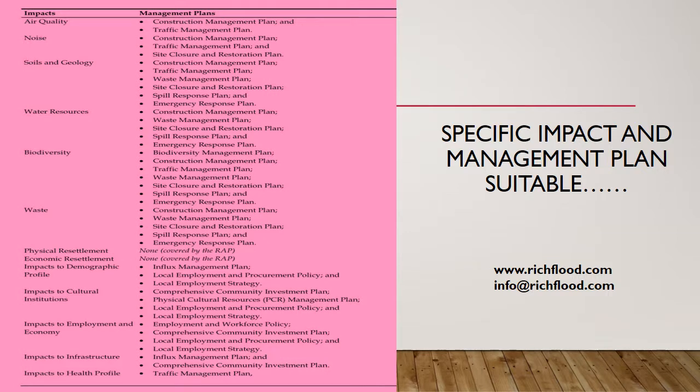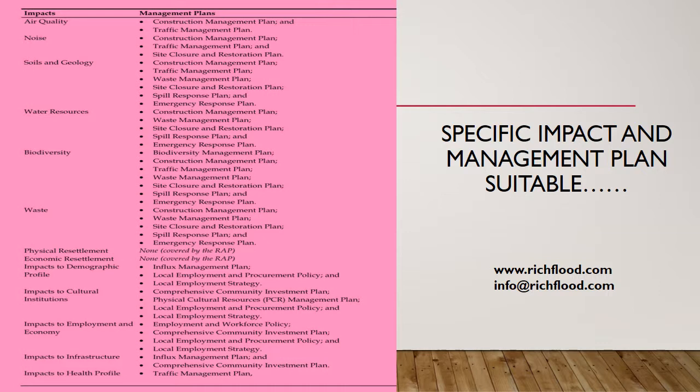For impacts affecting soils and geology, you will need a construction management plan, traffic management plan, waste management plan, site closure and restoration plan, spill response plan, and emergency response plan. When the impact of a particular project is going to be affecting water resources, you will need the construction management plan, the waste management plan, site closure and restoration plan, spill response plan, emergency response plan.